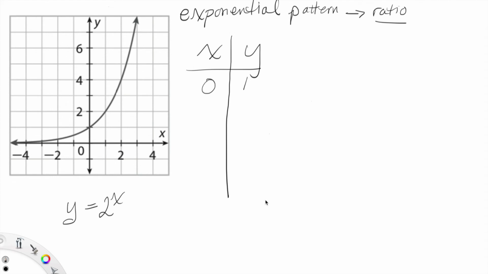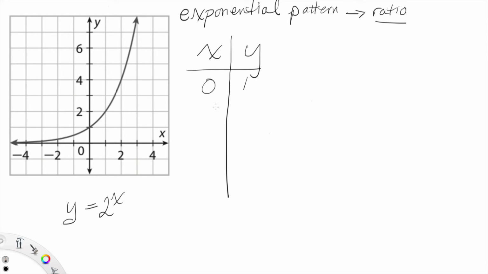Now I'm going to show you the second technique that we're going to use to identify exponential patterns, and that is the ratio. What we're going to do is look at this function we have right here, y equals 2 to the x. So this is an exponential pattern.